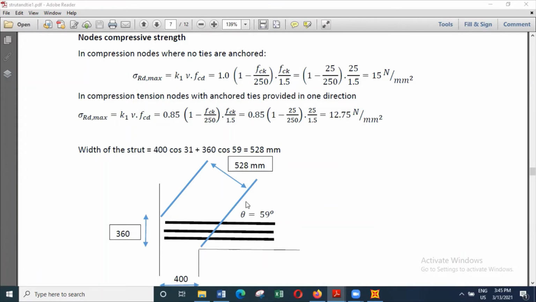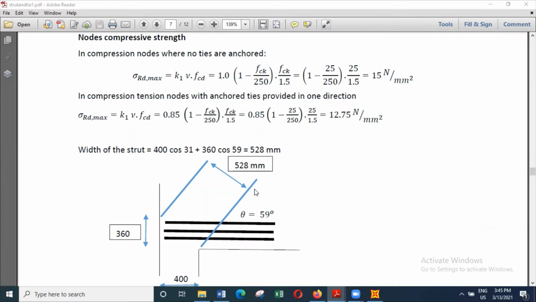This angle is 59, so from 90, this angle will be 31. So you get 400. If you draw a triangle here this way, this angle is 31, and we want this particular length. So that will be 400 cos 31. And then you can also find the contribution from this side of 360, that will be 360 cos 59. So altogether you get 528 millimeter width for the strut.